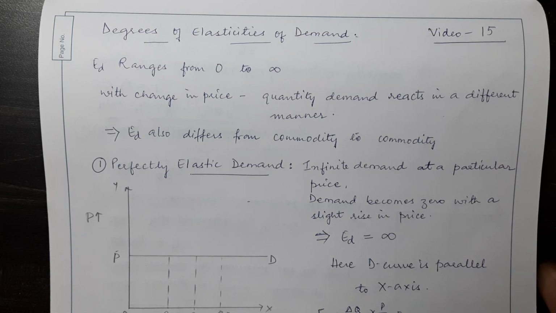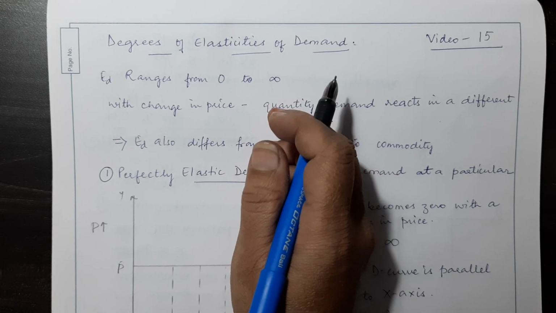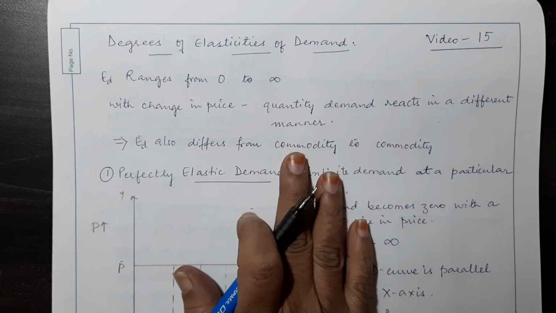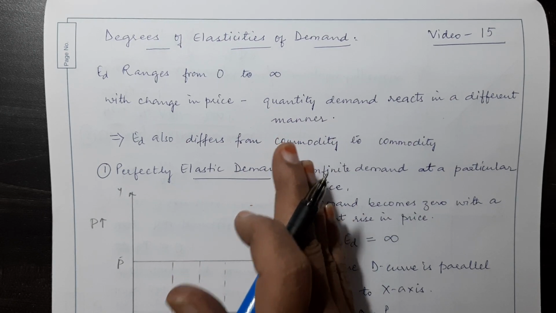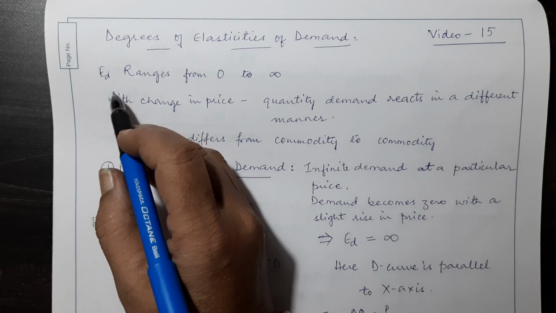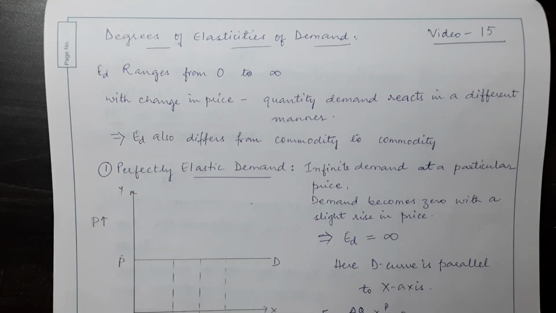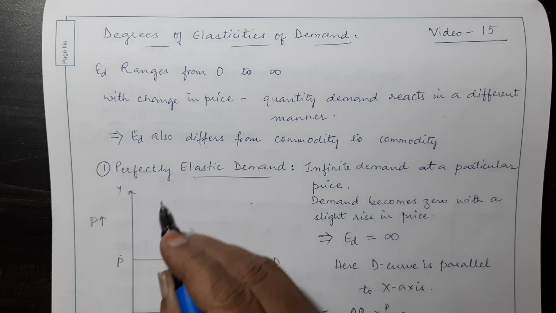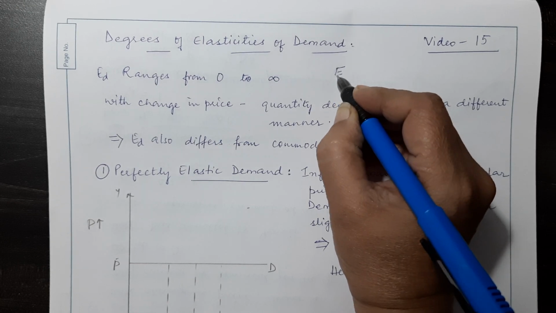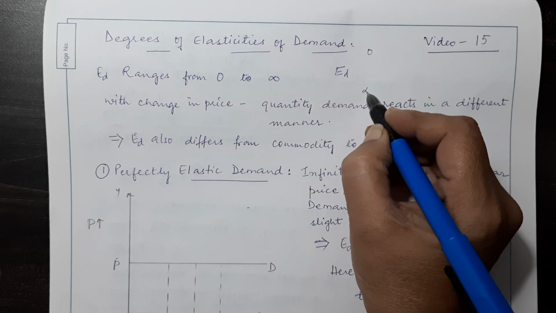In today's video number 15, we will discuss degrees of elasticities of demand. We learnt what is elasticity of demand. It is the percentage change in quantity demanded due to a percentage change in price. Right? Now, this elasticity of demand, represented by ED, ranges from 0 to infinity. What does this mean? This means that the value of the elasticity of demand can vary between 0 and infinity.